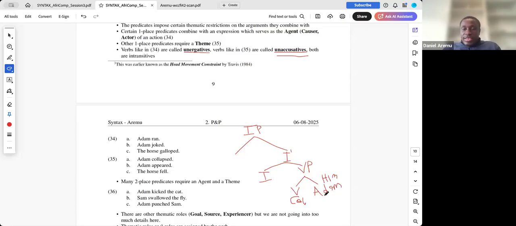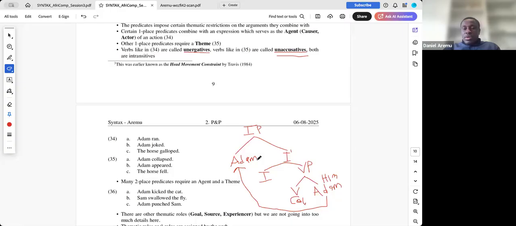So now the assumption is that Adam originates from this position, an accusative position. But then we know that in 35A, what we have is not collapsed Adam. What we have is Adam collapsed. But how did that happen? We move Adam from this position up to the specifier of the IP, and then you have the Adam collapsed sentence.